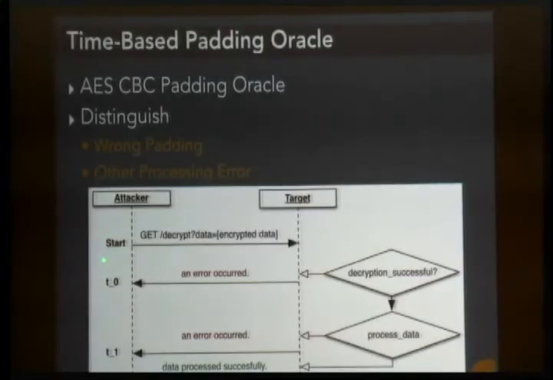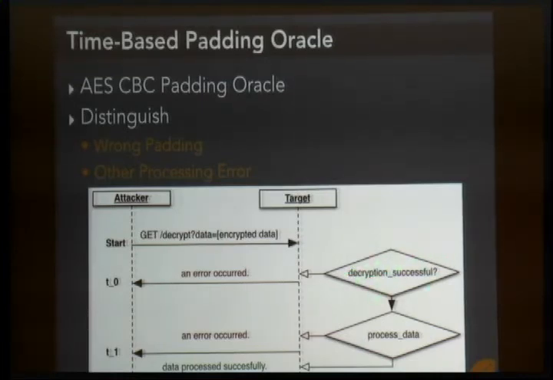But even if you don't get information back, there is still a timing difference here which you can exploit. If you look at this here, we have an attacker sending a ciphertext to the server, and the server tries to decrypt the ciphertext. If the decryption has a wrong padding or fails in that sense, it will raise some sort of error and reject it.